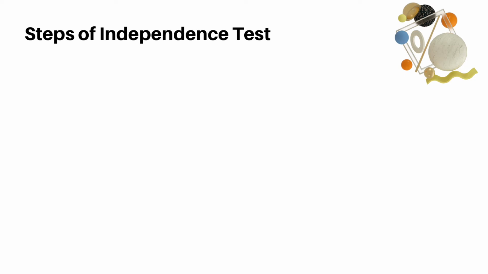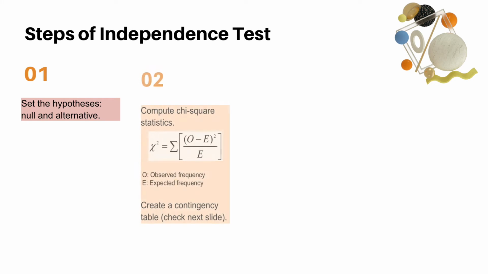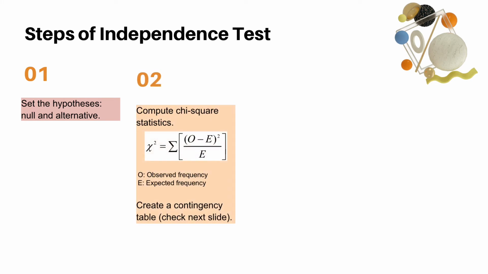Now let's have a look at what are the steps that we have to perform in order to use independence test. The first step is to set the hypothesis, both null and alternative hypothesis, followed by the second step, that is to compute chi-square statistics. The formula for chi-square is given as follows, where O stands for observed frequency and E stands for expected frequency. In order to solve this, we have to create what we call a contingency table. We're going to have a look at this in the next slide.